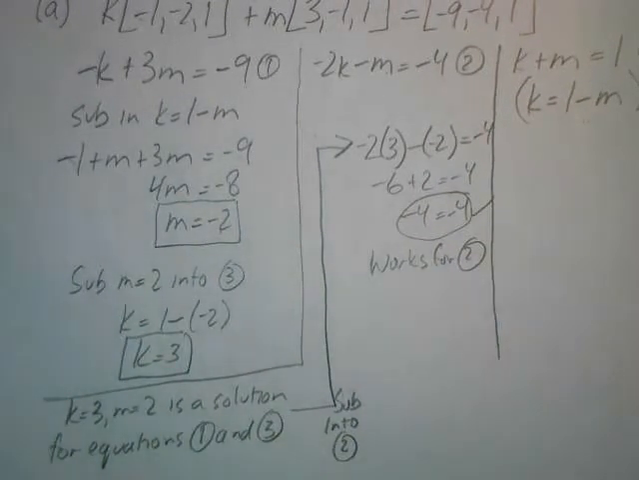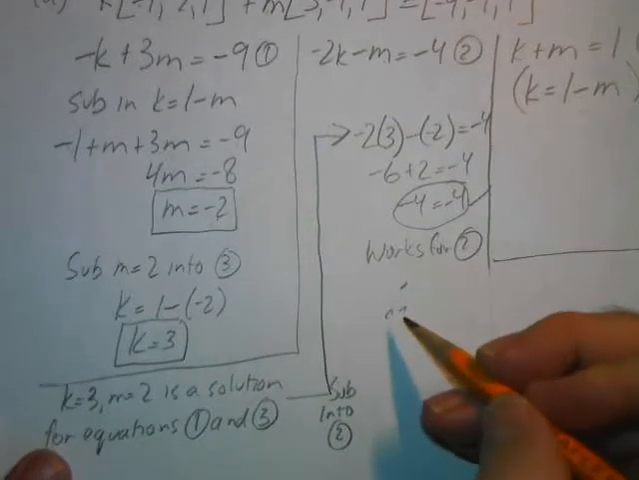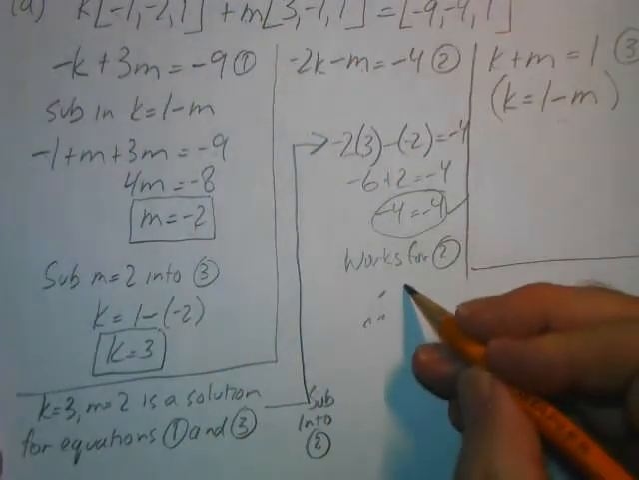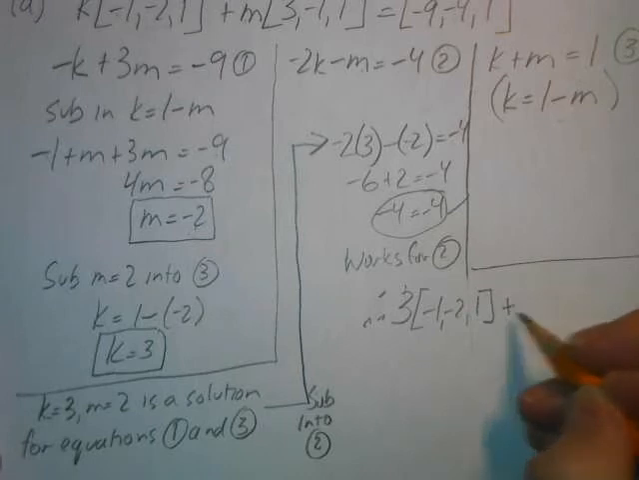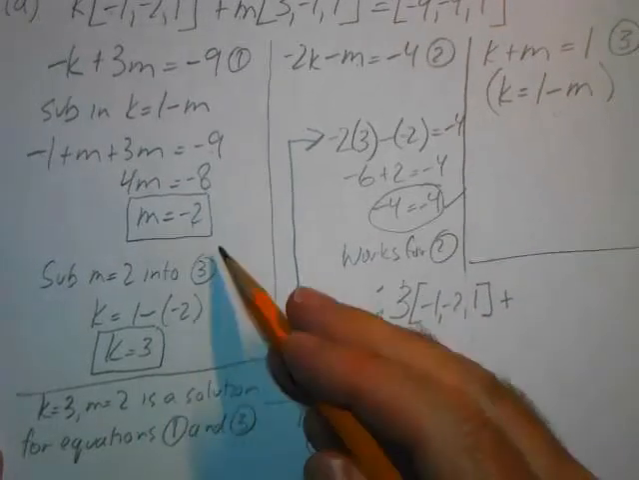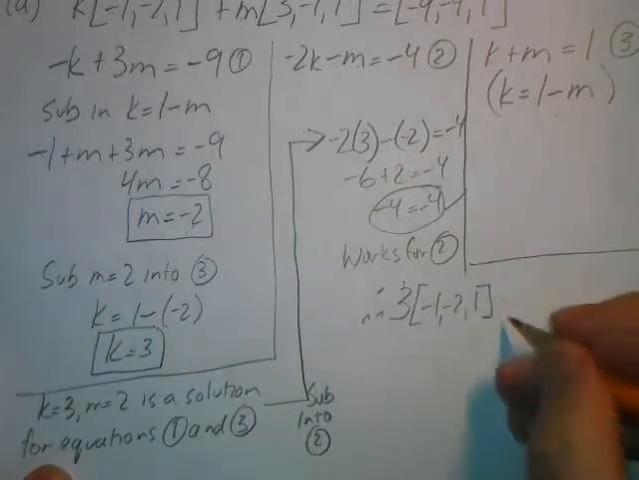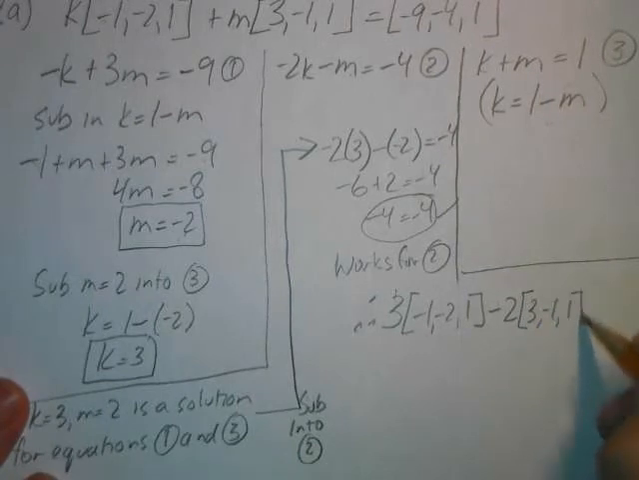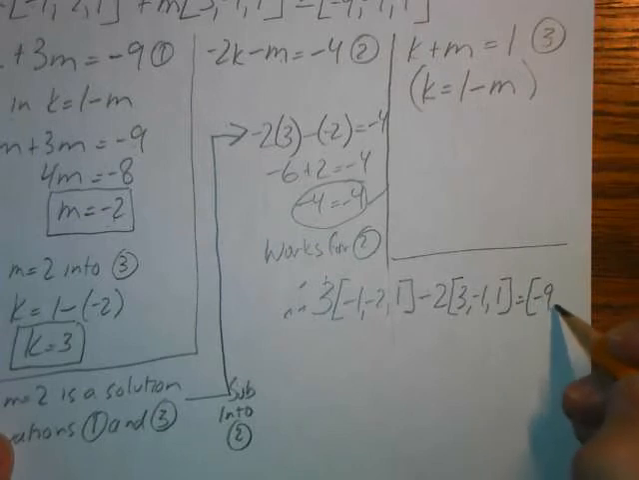So therefore, let me just get a little room here. Therefore, I can now set up my linear combination because I know the values of k and m. I just plug them into here. Therefore, 3 times (-1, -2, 1) plus m is -2, so I'll change that to a minus sign, -2 times (3, -1, 1) is equal to the vector we were looking for, (-9, -4, 1).